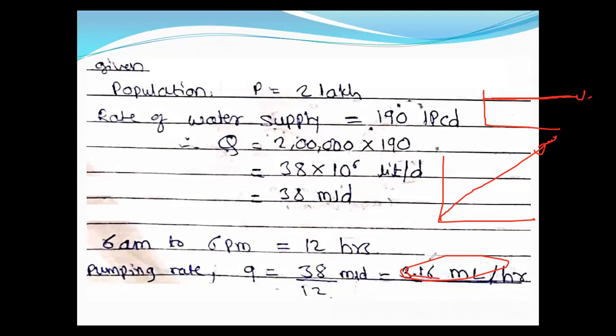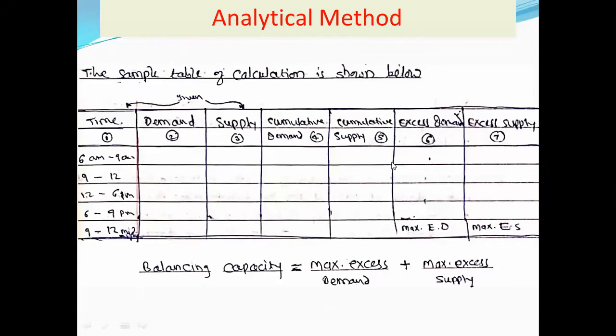This is constant. But what about the demand? Demand is not constant, it is varying like this, right? So now let us prepare the table जो आपण टेबल वरती पाहिलेला आहे एनालिटिकल मेथड मध्ये. That table we have to prepare. So prepare number of columns 1, 2, 3, 4, 5, 6, 7. 7 columns you have to prepare there.